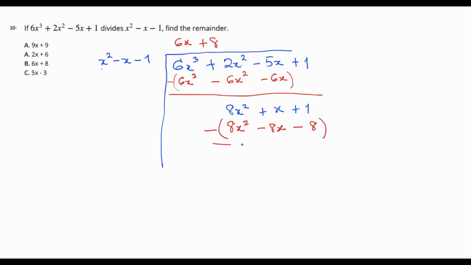So let's solve. Now we have 8x² minus 8x², which is going to be 0. Nothing happens. So x plus 8x, that's going to be 9x. And 1 plus 8, that's going to be plus 9. Now there's nothing to bring down here anymore. So this is the remainder. This is our answer, 6x plus 8, but we have a remainder of 9x plus 9. And that's what we've been told to find, the remainder. So our answer in this case is A.